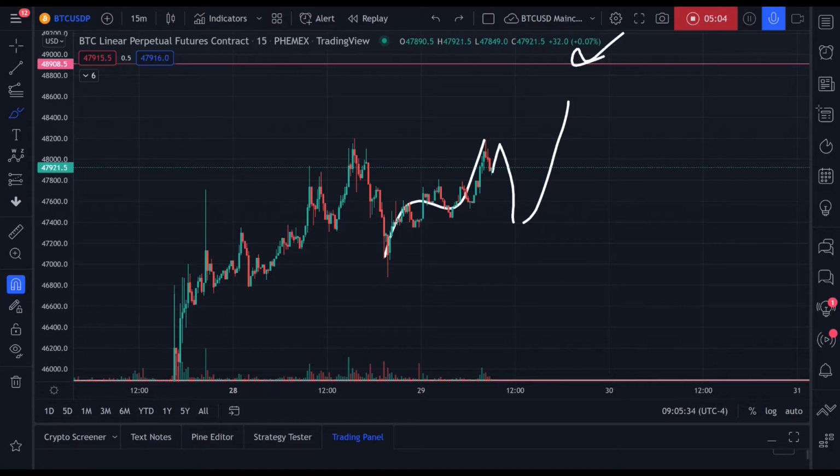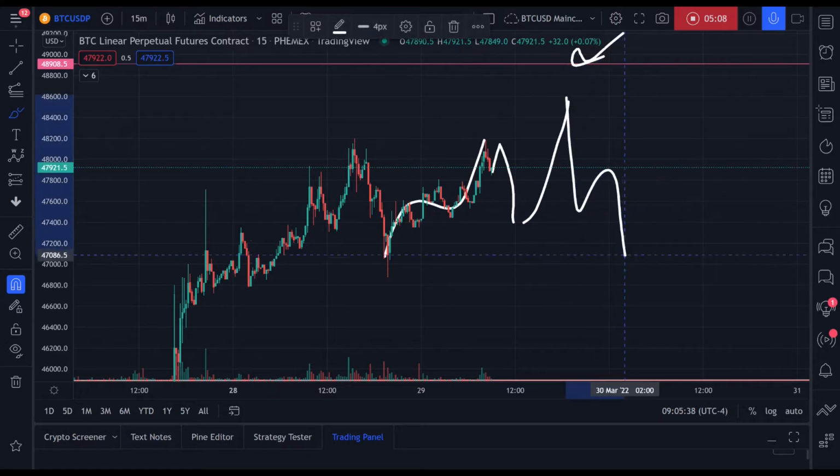Like, that's basically my trade plan for the day. And of course, after all that said and done, I'm waiting for 5 waves to the downside. Okay.